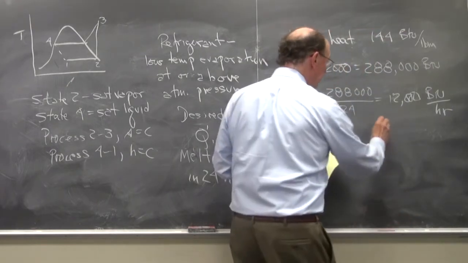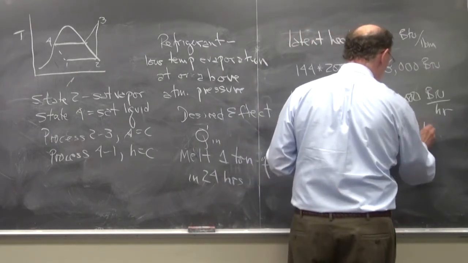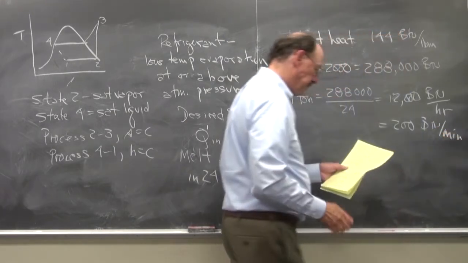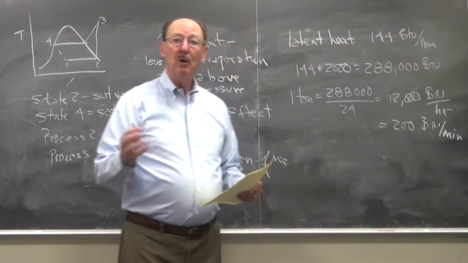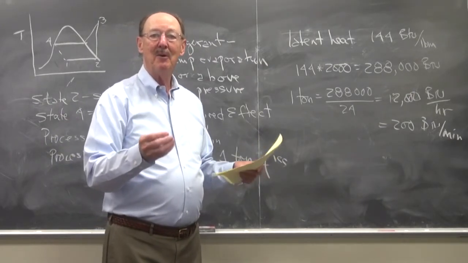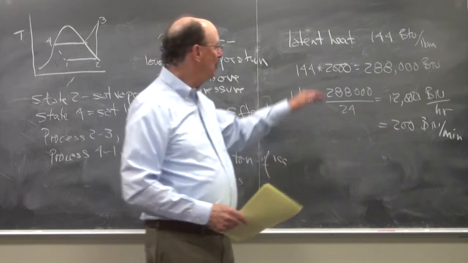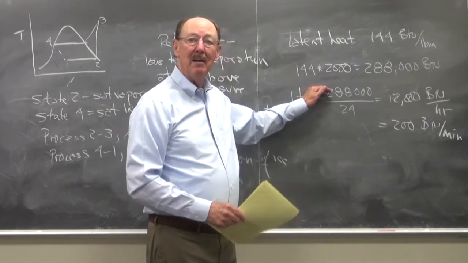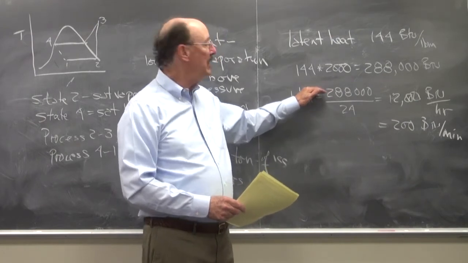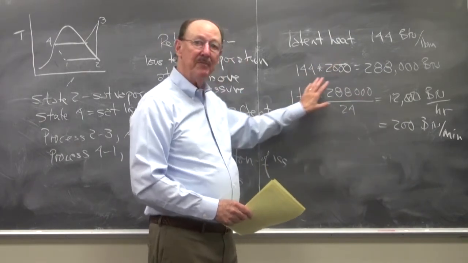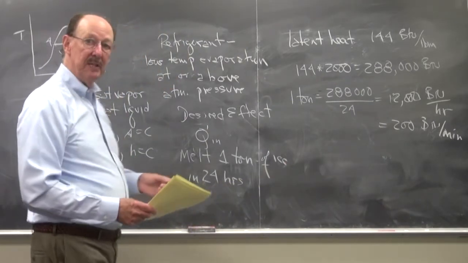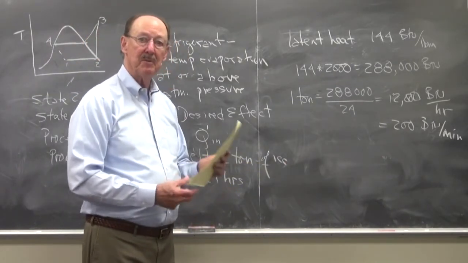And this is equal to 200 BTUs per minute. So when you go and buy an air conditioner, you'll see it's a 12,000 BTU per hour unit. They're saying it's a 1 ton unit. If you have central air and you have a 2.5 ton unit or a 3 ton unit, it means that it can remove this amount of heat. So that becomes the Q dot in that's going into the system. So that's where that comes from.